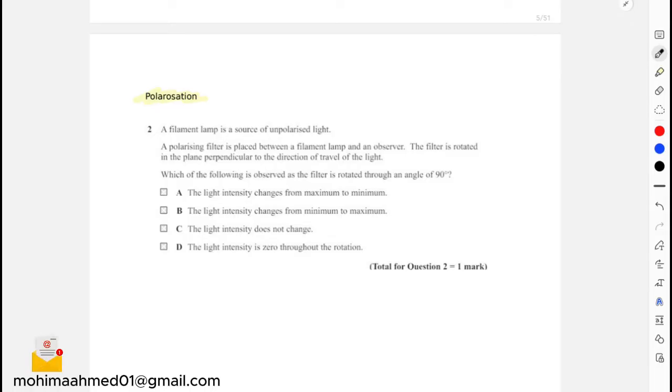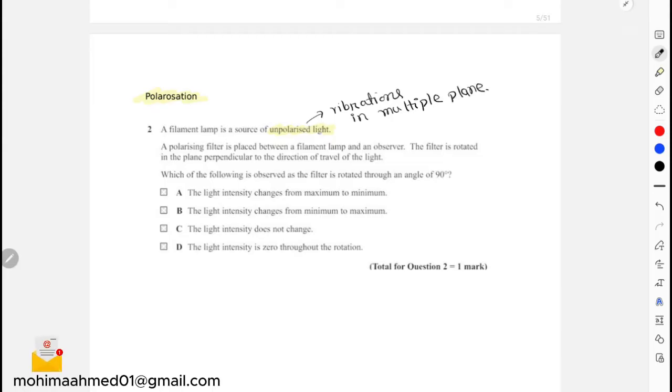Now, rotating through 90 degrees would create a change if the light from the filament lamp was polarized, right? If it was polarized, it would be vibrating in only one plane. Then rotating that filter by 90 degrees would cancel out that one plane, and the intensity would drop to zero. But this time you're working with unpolarized light, which means there are vibrations in multiple planes.